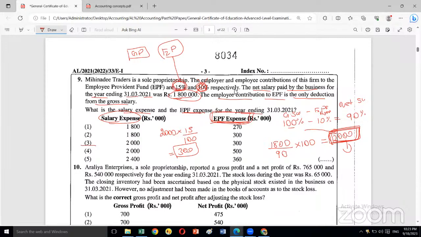So how much is the EPF employer contribution? 15%. This 15% I should calculate on the gross salary. Gross salary is 2 million. 15% means 15 over 100. How much is the EPF employer contribution? 300,000. So the third one is the correct answer.